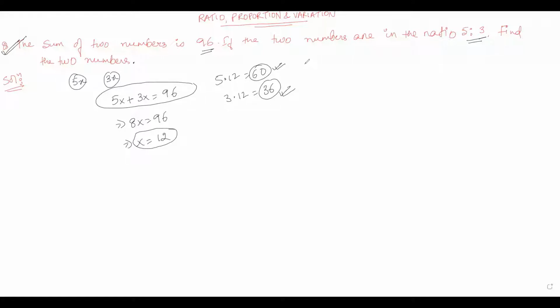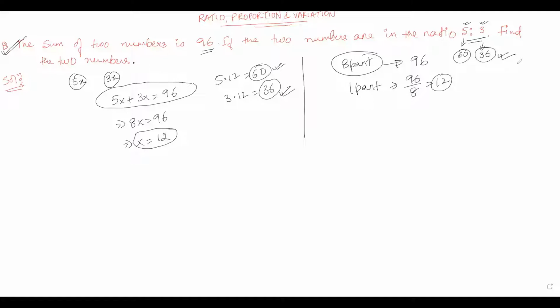There is also an alternate way of doing the same sum. Since the ratio is given to be 5:3, I can say that the total part is 8. So I can say that this 8 part is 96. So one part would be 96 by 8, which would be 12. So one part is 12. So 5 part would be 60 and 3 part would be 36. So we can solve this question in this way as well.